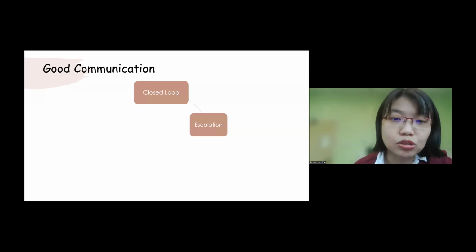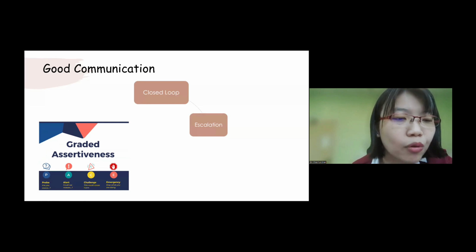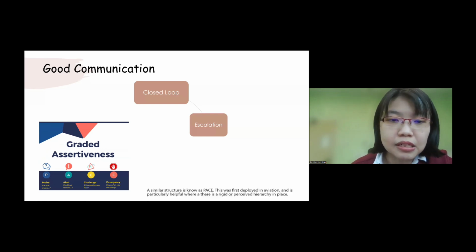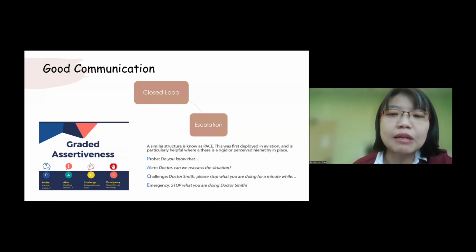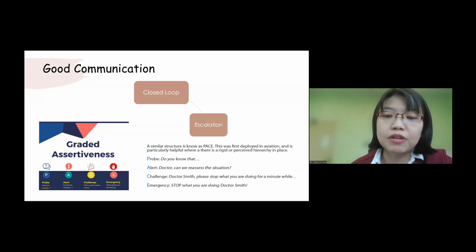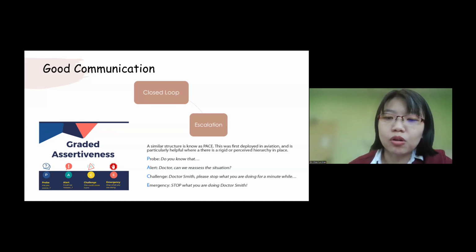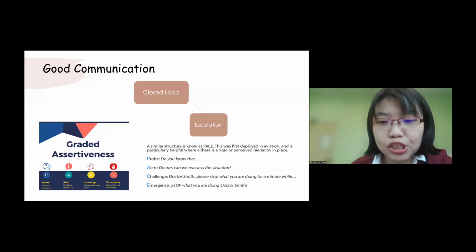One of the ways is to use what we call graded assertiveness. There are various models of graded assertiveness, and one of my preferred models is the PACE model, which stands for probe, alert, challenge, and emergency. This PACE model was first deployed in aviation, and it is particularly helpful when there is a perceived hierarchy in place during a resuscitation. PACE allows us to begin with a low-threat question, a probe, which may be enough to cause the recipient to pause, consider, and adjust the course of action. If it is not, then we can incrementally escalate to a higher level of assertiveness and urgency.